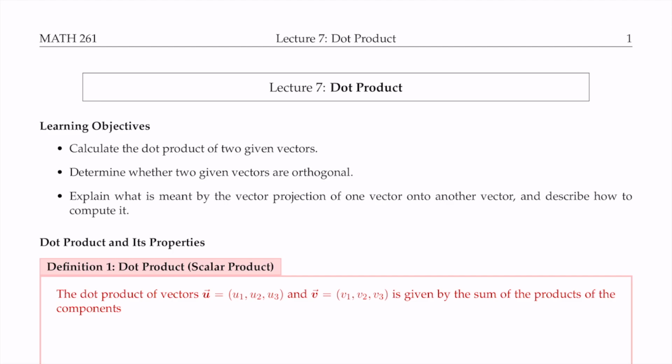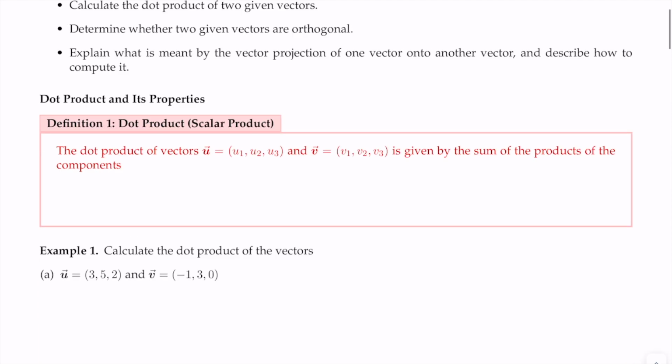So first, the definitions and properties of the dot product. The dot product has another name, it's called a scalar product. The dot product between two three-dimensional vectors is given by the sum of the products of the components. That is, u dot v is equal to u1 v1 plus u2 v2 plus u3 v3.